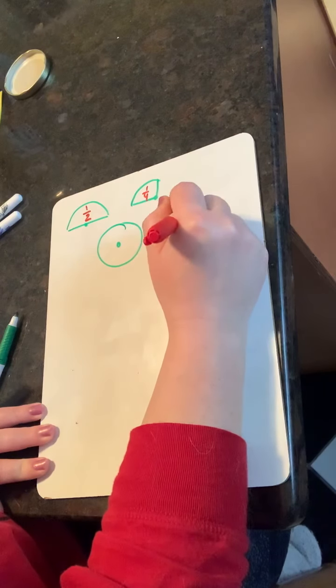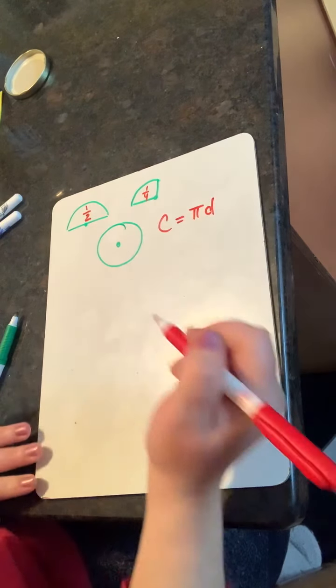The equation for circumference is circumference equals pi times diameter.